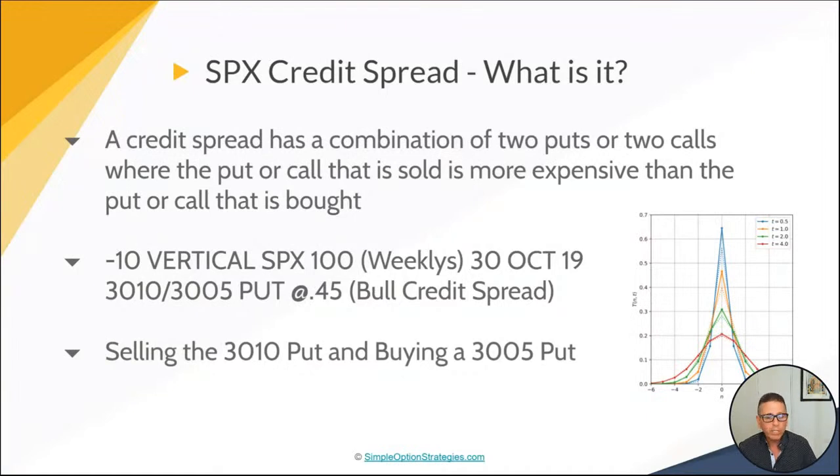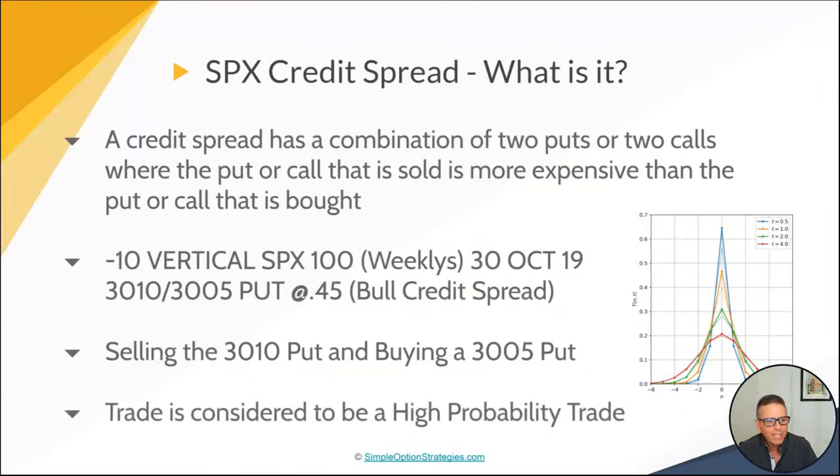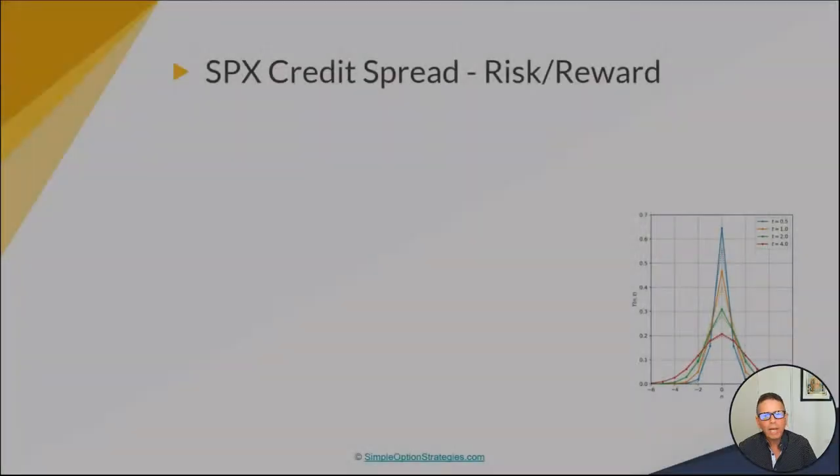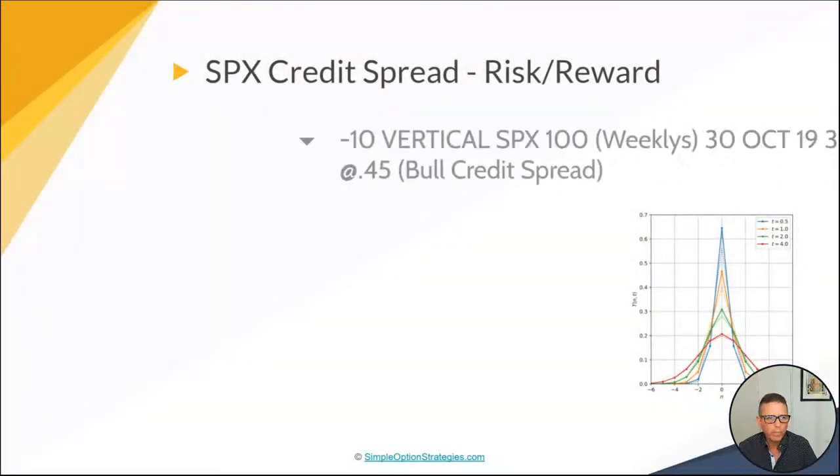If you were to just sell the 30/10 put, it would cost you hundreds of thousands of dollars on the SPX in order to put on that trade. That would be a naked put, and you don't want to do that. You want to create a spread. The trade is considered to be a high probability trade, but there's a catch to this, and I'm going to tell you the ins and outs of this thing. Even though it's a very, very high probability trade, you must know how to manage it, because the risk reward in this trade is not good. That's what you give up by having a very, very high probability trade.